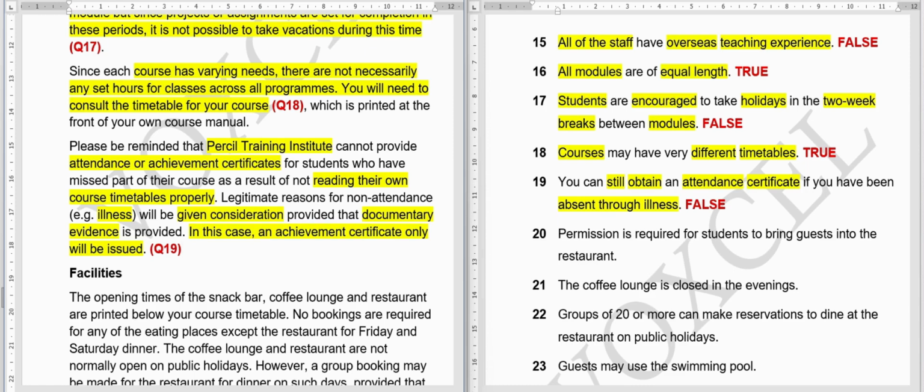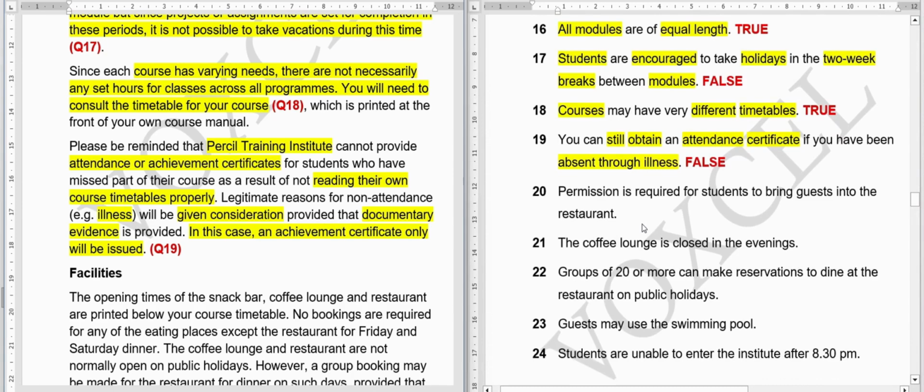Okay, moving on to the next question, number 20. Permission is required for students to bring guests into the restaurant. So they're saying that you need to get permission if you want to bring guests into the restaurant. So if you want to bring guests, say your family member or your friend from outside, into the restaurant, you will need permission. If that is the case, the answer will be true.